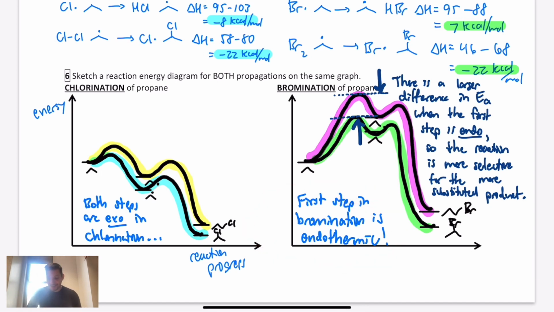Does that mean that we see an even higher selectivity if we switched to a tertiary radical? Absolutely. And then we'll talk later about what happens with some of the other halogens. You know, what does that mean about iodine or fluorine compared to these? We'll get back to that.